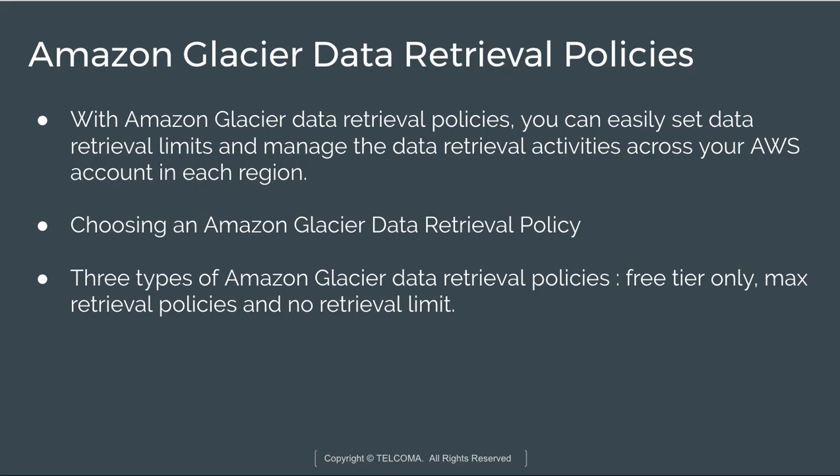That means we have to choose the Amazon Glacier retrieval policy. We either set a limit or we don't set a limit. So we have three types of data retrieval policy. First one is free tier only, then we have maximum retrieval policy and no retrieval limit, as we have discussed. With the free tier policy, we can keep our retrievals within a daily free tier allowance and it will not incur any retrieval cost. With the maximum retrieval policy, we can set the maximum retrieval limits, and no retrieval limit policy means all valid data retrieval requests will be accepted.